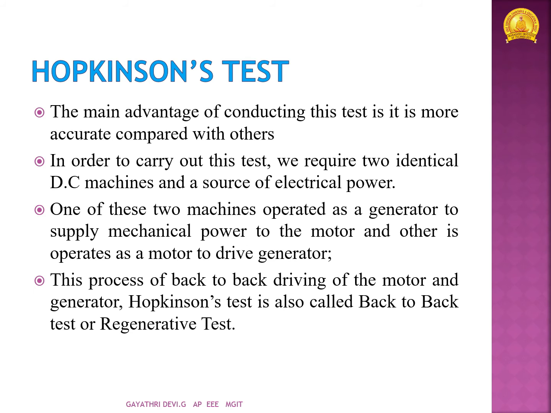Coming to the next method, which is Hopkinson's test. The main advantage of conducting this test is that it is more accurate compared with other tests. In order to carry out this test, we require two identical DC machines and a source of electrical power. One of these two machines is operated as a generator to supply mechanical power to the motor, and the other operates as a motor to drive the generator. This process of back-to-back driving of the motor and generator is why Hopkinson's test is also called a back-to-back test or regenerative test.